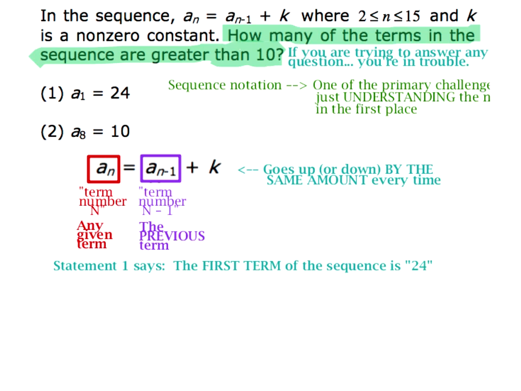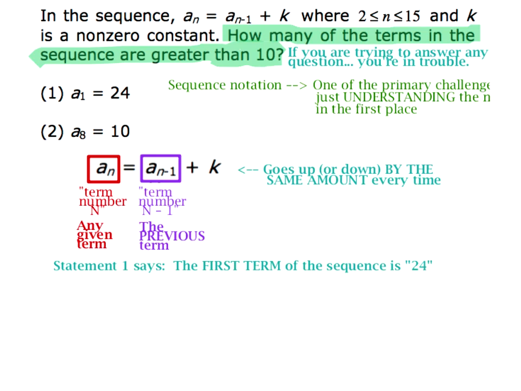What do you guys think of that? If I start with 24, then what's going to happen if k is positive? If k is any sort of positive number at all, then what will my sequence do? People are typing in the chat box. Yeah, the terms will just keep going up, right?